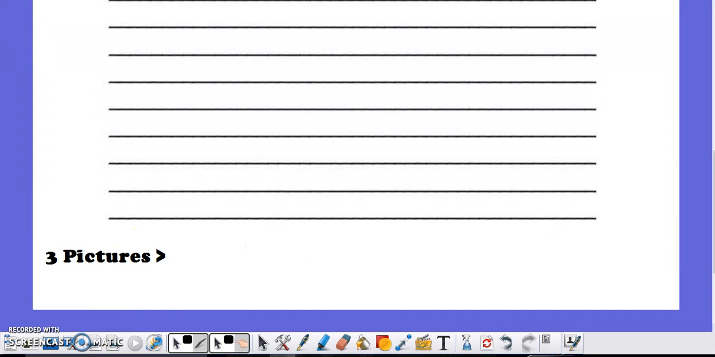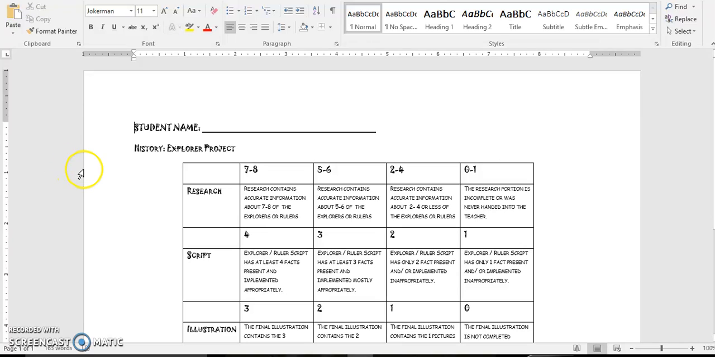Let's take a quick glance at the rubric. Here's how you will be scored. The 8 individual research parts have to be complete. If they are, you get 7 or 8 points, 5 to 6, 2 to 4, or 0 to 1. The script, as long as you have your 4 facts, you get 4, 3 facts, 3, 2, and 1 for individual facts, or if some of those facts are incorrect.